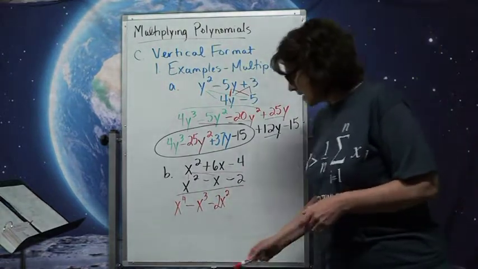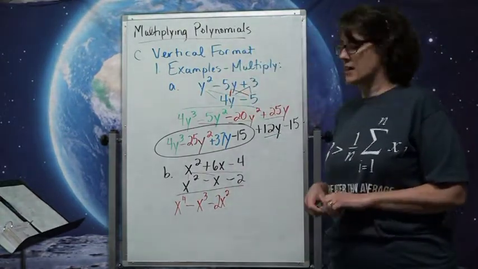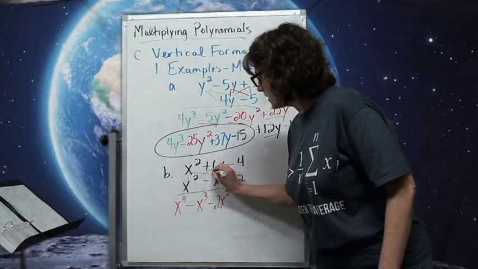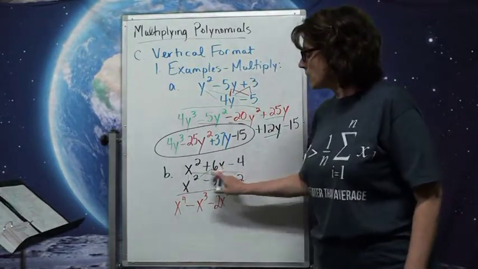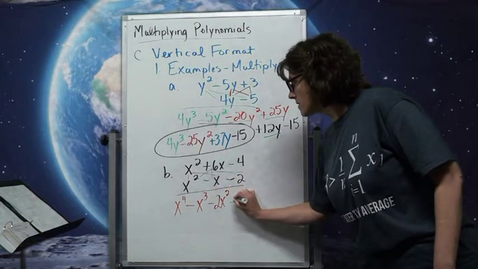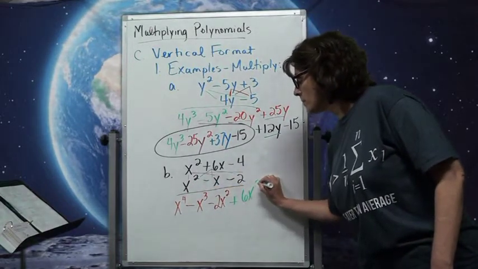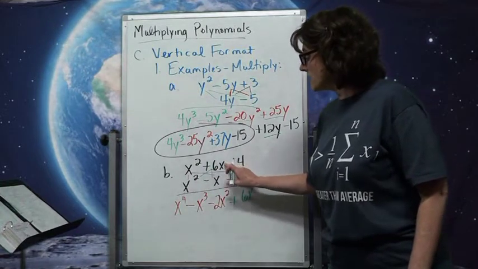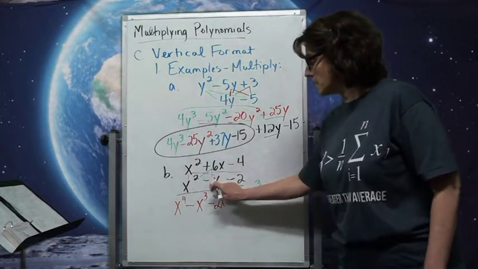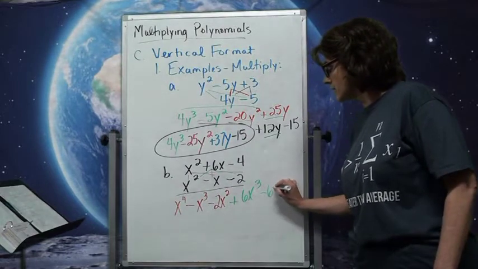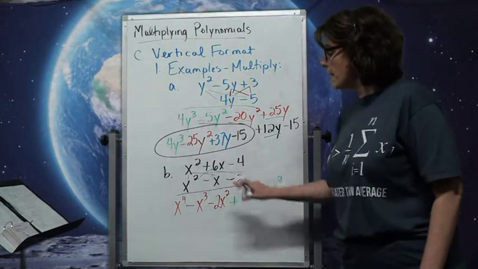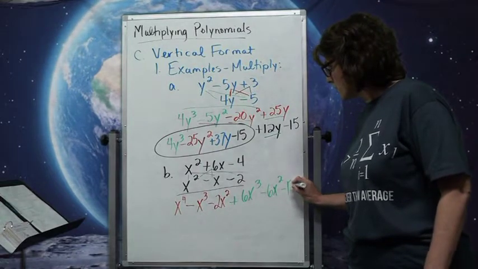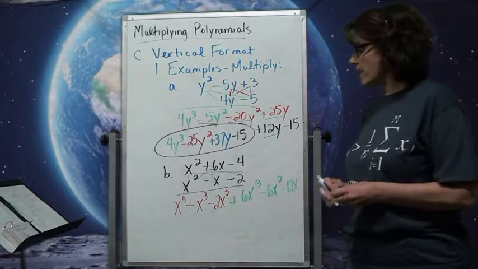So the first guy has been distributed through. Now it's the next guy's turn. So this 6x is going to take his turn, and he's going to multiply here, here, and here. So 6x times x squared will be a 6x to the third, because I'm going to add up those exponents since I'm multiplying those bases. 6x times negative x, well 6 times negative 1 is a negative 6, x times x is x squared. And then 6x times negative 2. Positive 6 times negative 2 is a negative 12, and I get a negative 12x.